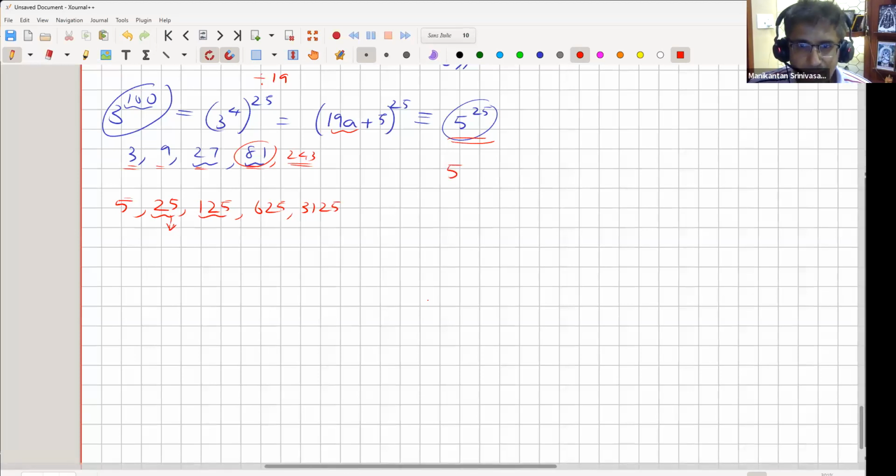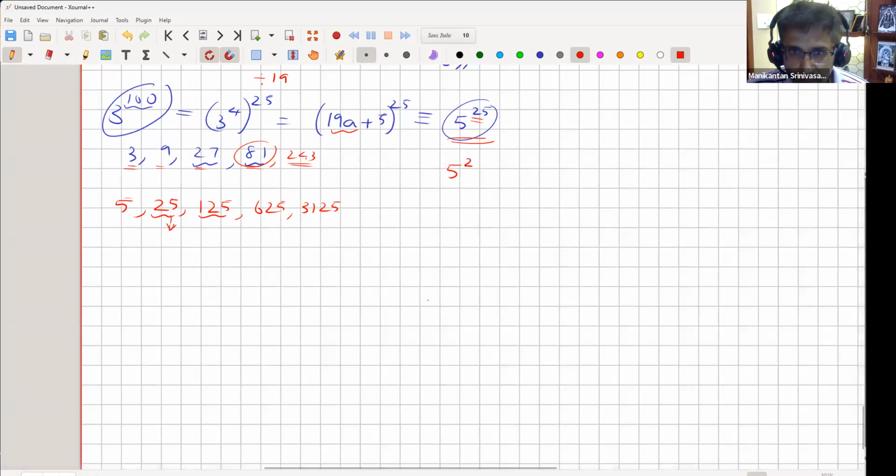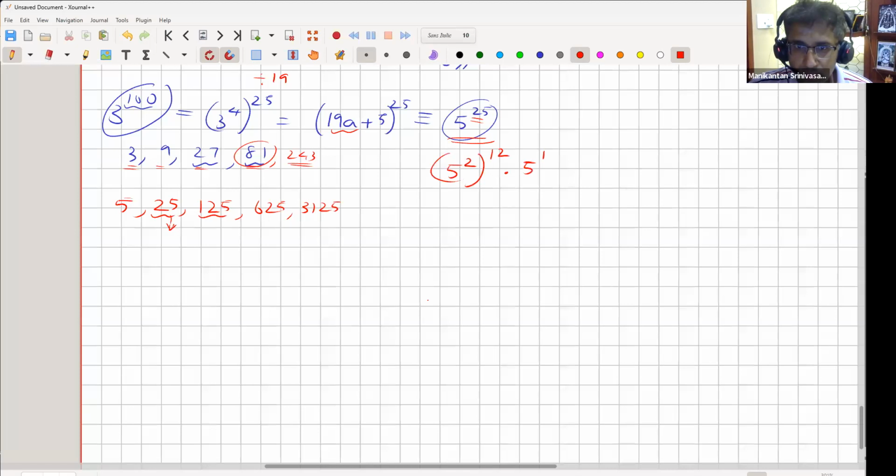So fine, I'll just explain the process. Maybe 25 is not the closest, that's fine. And also it's not a factor of 25. So we'll still go with 25. So it's 5 power 2 whole power 12 plus another additional 5. So 5 power 2 is 25, which is nothing but some 19b plus 6. So it's effectively 6 power 12 times 5 that I'm looking at.